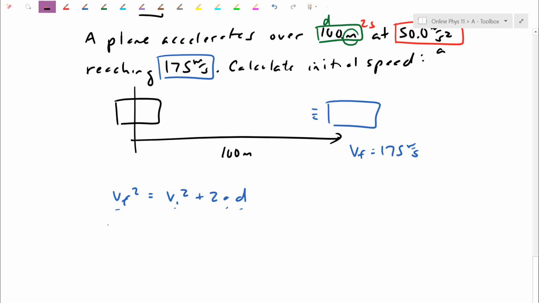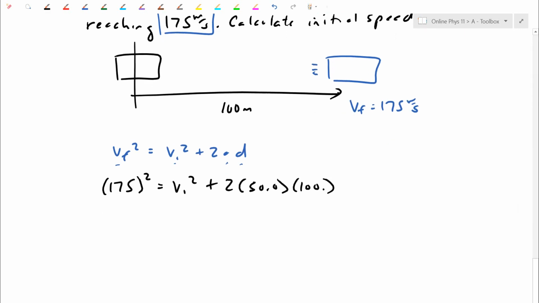My VF this time is going to be 175. This time they want you to take 175 and square it. That's the advantage of having the expression right above you, so you can punch in the numbers and won't forget to do any operations. The VI I don't know yet. I need to do the square, plus twice the acceleration of 50, over 100. You'll notice in this formulation I don't actually need the time at all.